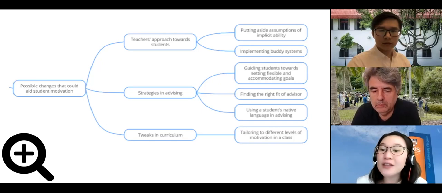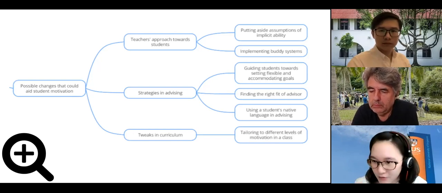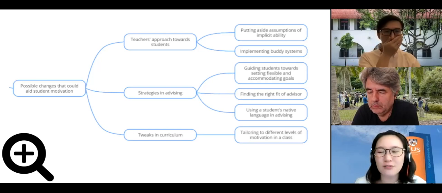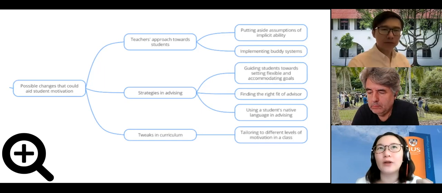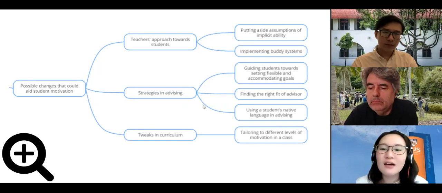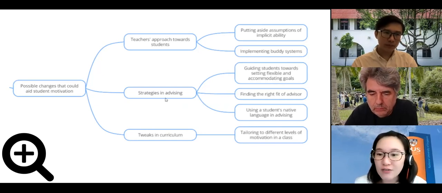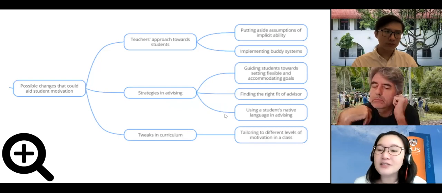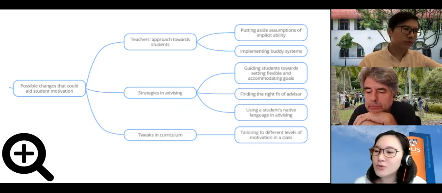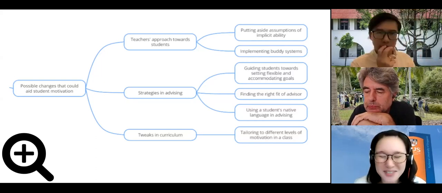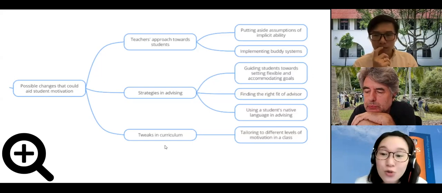We also needed to find the right fit of advisor for the student, because if the advisor was not the right fit, the students will not actually trust the advisor and therefore will not be willing to open up about personal issues, as Zhangyi had mentioned just now. Finally, under strategies in advising, it was also useful to use a student's native language in advising. This helped the student feel comfortable, and to a certain extent also helped students overcome the language barrier that they faced in school.